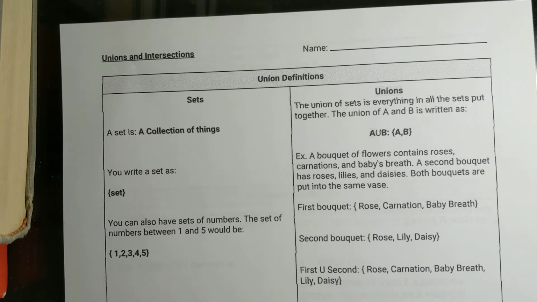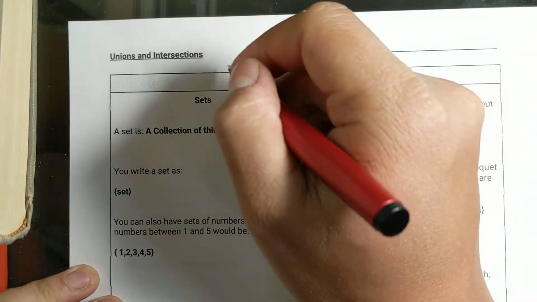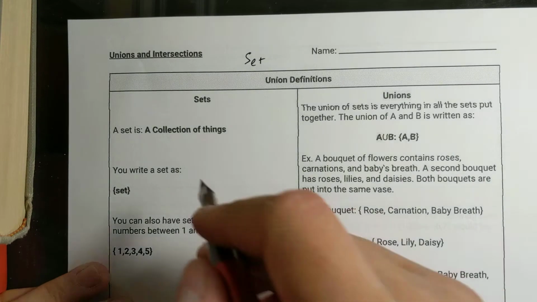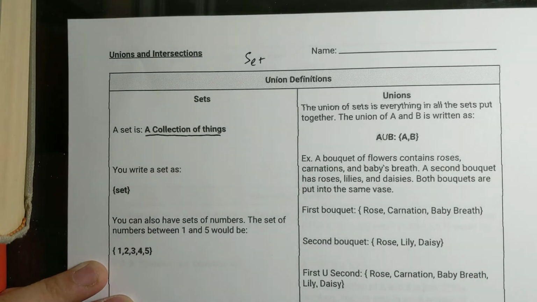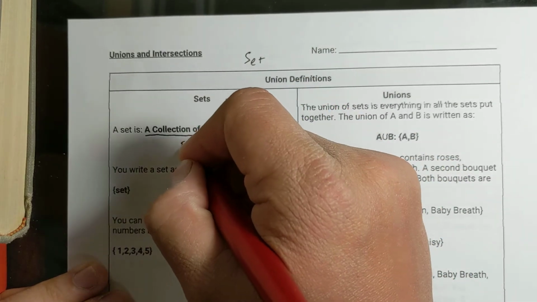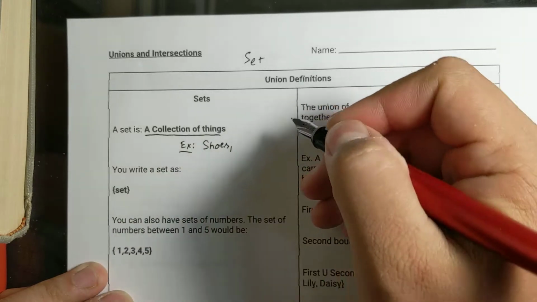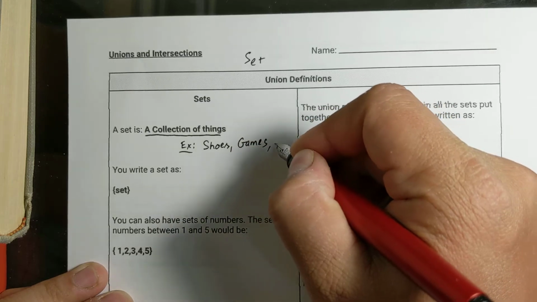Before we do anything much more in depth in statistics, let's cover something really basic. This is the basic definition of a set. A set is basically a collection of things. You can have a collection of many things, such as a collection of your shoes, a collection of games, etcetera.